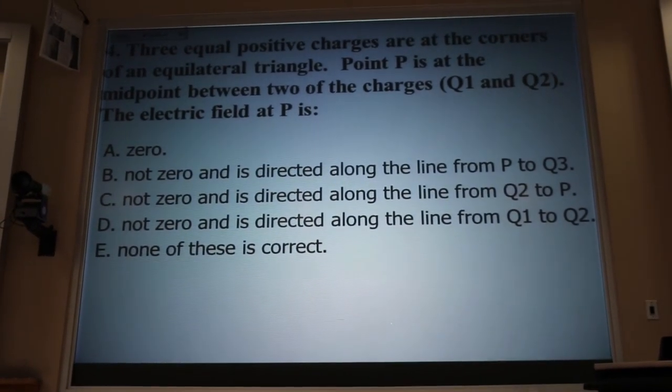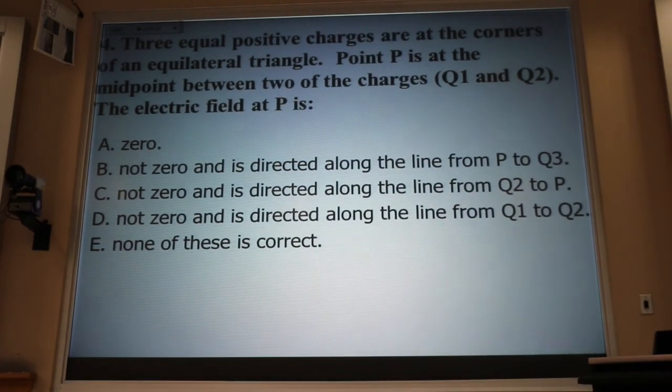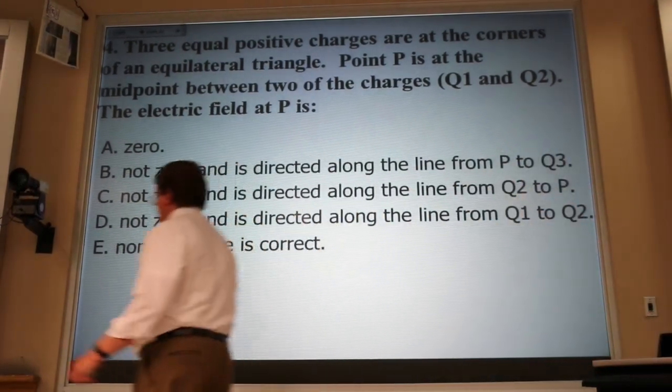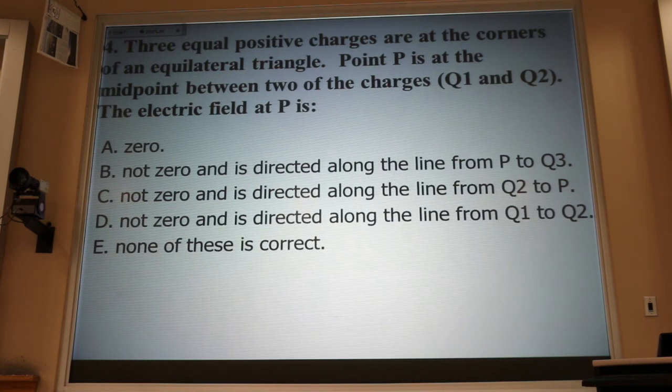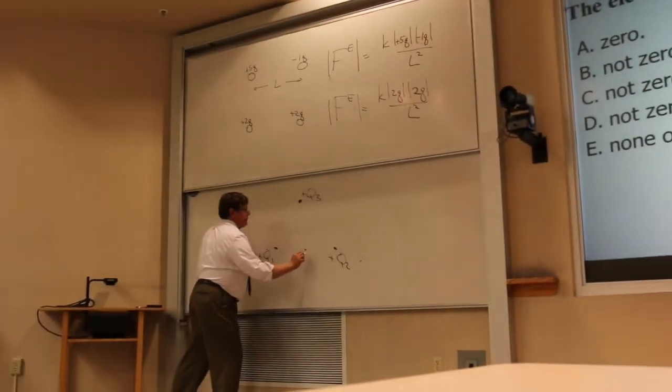Three equal positive charges are at the corners of an equilateral triangle. Point P is at the midpoint between two of the charges, Q1 and Q2. So here's a picture. If I have an equilateral triangle, this would be Q1, Q2, Q3, they're all positive, they're all the same size, and a point P is halfway between 1 and 2.